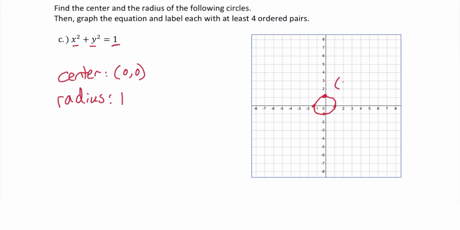We have 0, 1, 1, 0, 0, -1, and -1, 0, with the center at the origin.